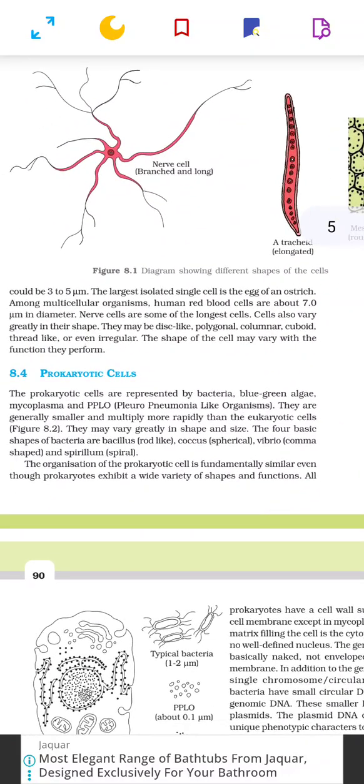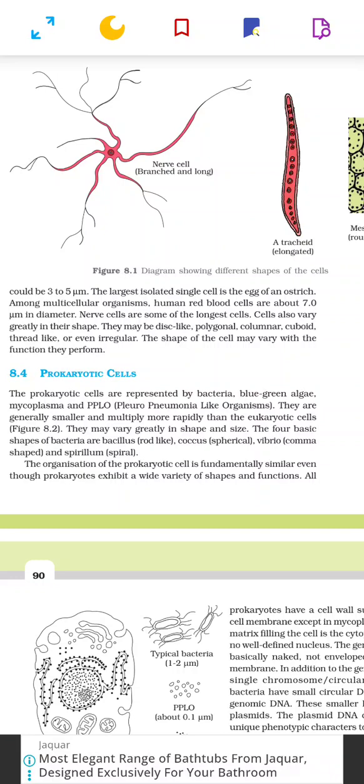Prokaryotic cell. The prokaryotic cells are represented by bacteria, blue-green algae, mycoplasma, and PPLO, which is pleuropneumonia-like organism. They are generally smaller and multiply more rapidly than the eukaryotic cell. They may vary greatly in shape and size. The four basic shapes of bacteria are bacillus, that is rod-like, coccus, spherical, vibrio, comma shaped, and spirillum, spiral.